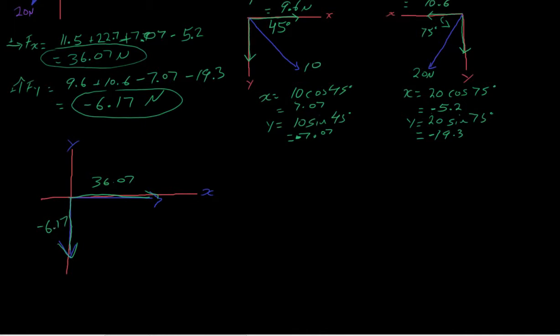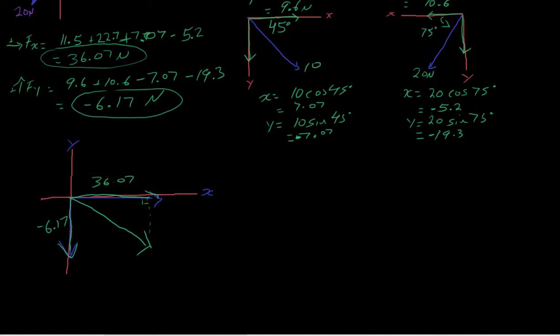So we know the resultant of these forces is going to be somewhere like this. We don't know the direction, we don't know the degrees or the magnitude of it. One of the ways we can find that is if we do this. This is a 90-degree angle, and we have to find this side. So it's like finding the hypotenuse, right? 36 and 6.17 should give me the hypotenuse here.